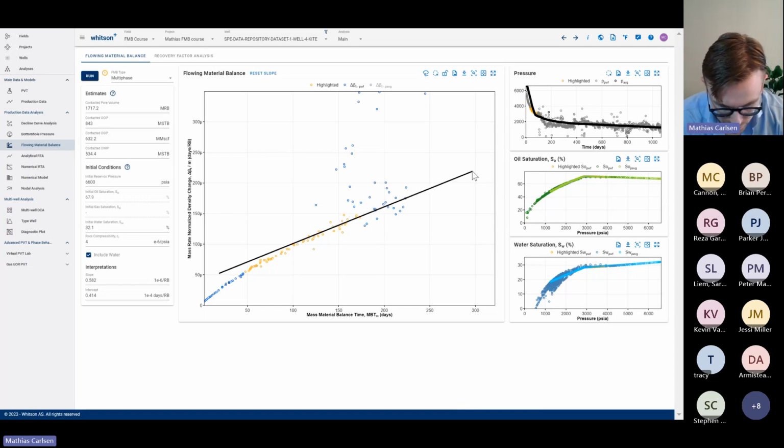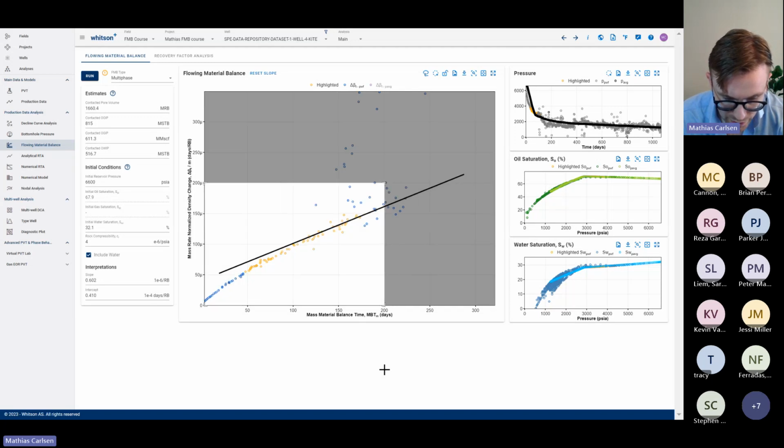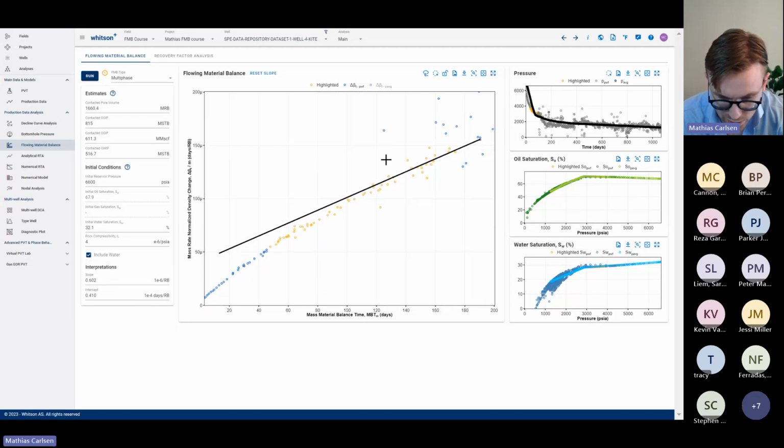So this will be my, something along these lines. And then we can ask, is it more like this? Is it more like this? Etc. But something along these lines would be my interpretation for this well right here, before we get these multiphase effects. Curves nicely up here, and that would give me somewhere around 800 MSTB. And I'm a round number guy. 800. That would be my number.